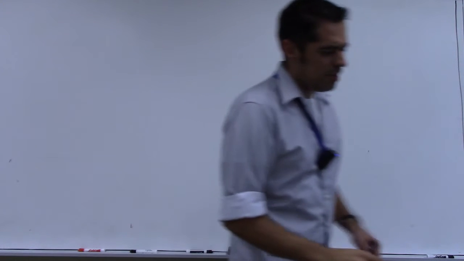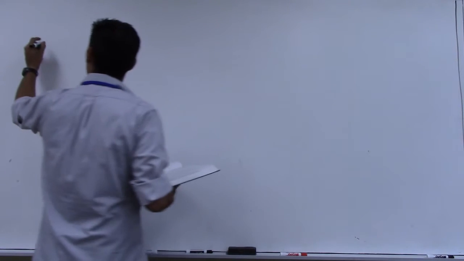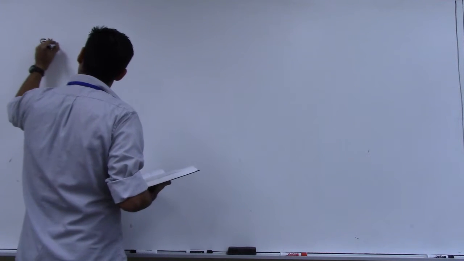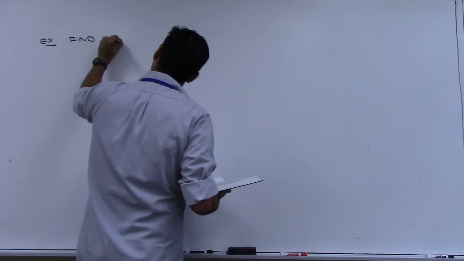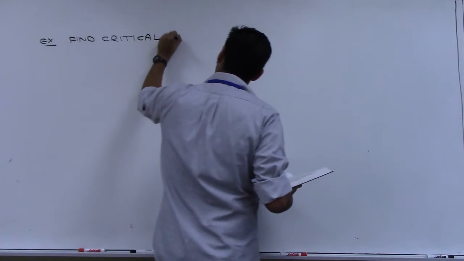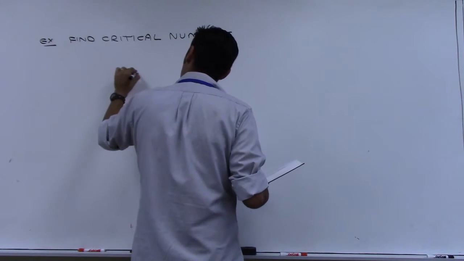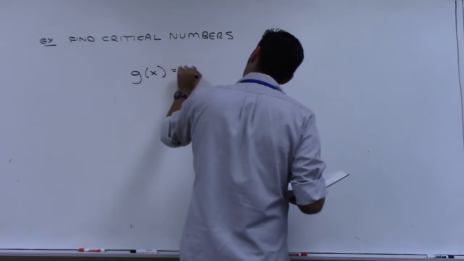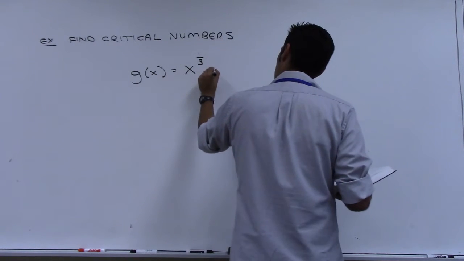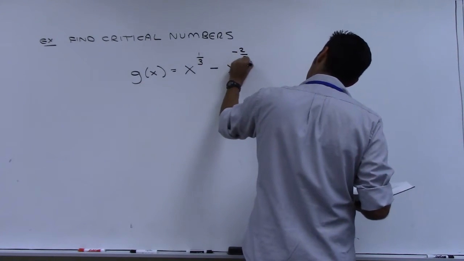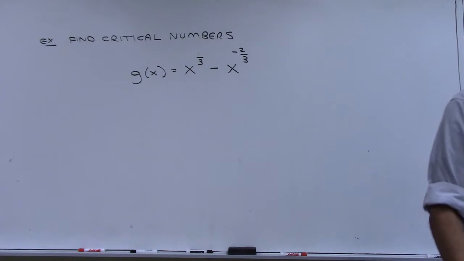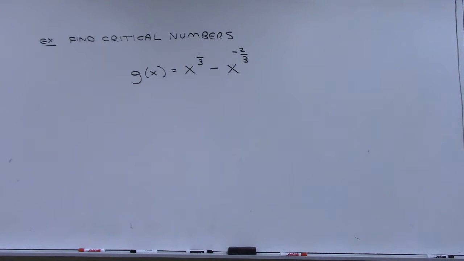All right, let's do something that's a little more interesting than that. That was a polynomial, it's kind of boring. Let's do the critical numbers of this. So, example, find critical numbers of g of x equals x to the 1/3 minus x to the negative 2/3. That's more like it.